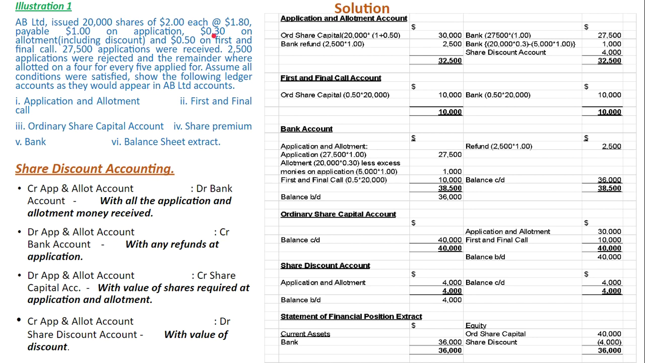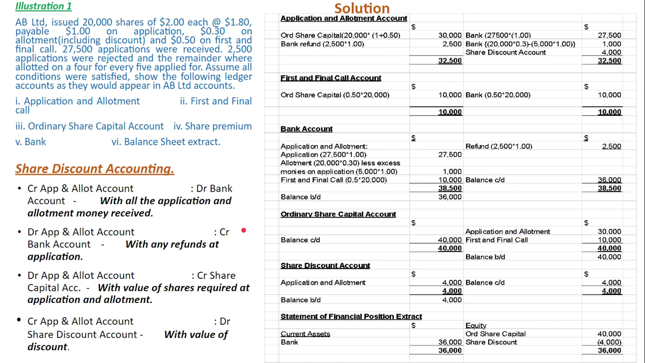So we say 20 cents plus 30 cents to get 50 cents. So we will say $1 on application plus 50 cents, which was supposed to be received if our shares were not issued at a discount, to get $1.50. So in our application and allotment account, we will record ordinary share capital on the debit side, 20,000 multiplied by $1.50 to give us 30,000. Double entry, we go to our ordinary share capital account. On the credit side, narration, application and allotment, we get 30,000.